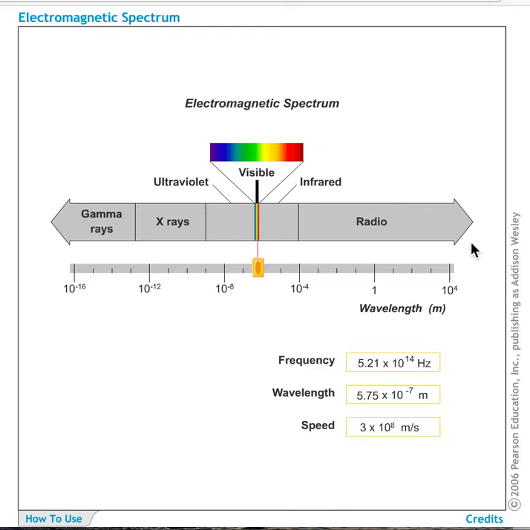As we look at this, we see that radio waves have the longest wavelength and the smallest frequency, and gamma rays have the shortest wavelength and the highest frequency. The energy associated with an electromagnetic wave is directly associated with its frequency. So the higher the frequency, the more energy that electromagnetic wave carries, which means that gamma rays carry the most amount of energy, followed by X-rays. And as we move down, radio waves carry the least amount of energy.